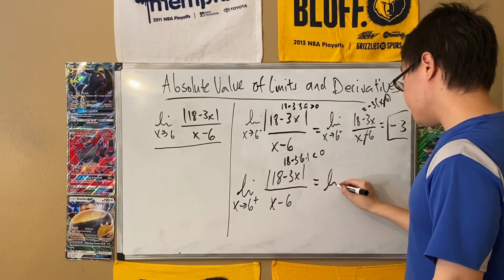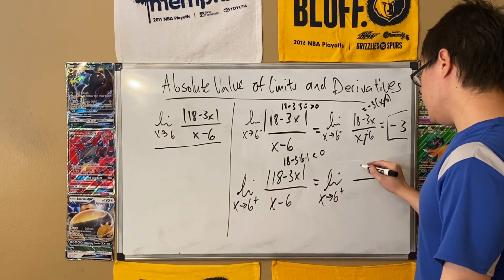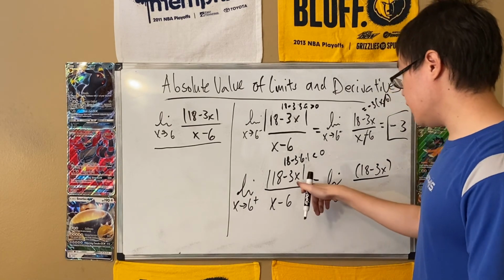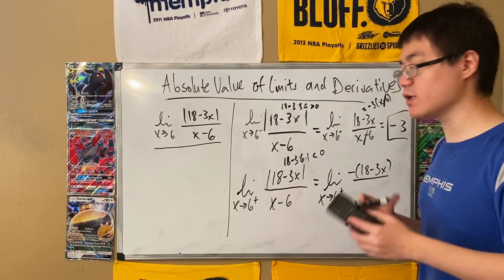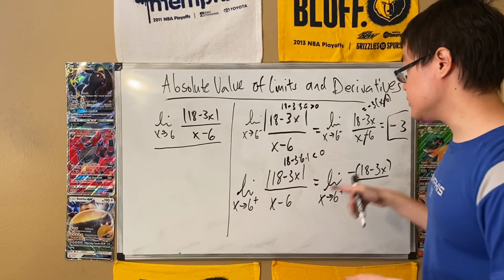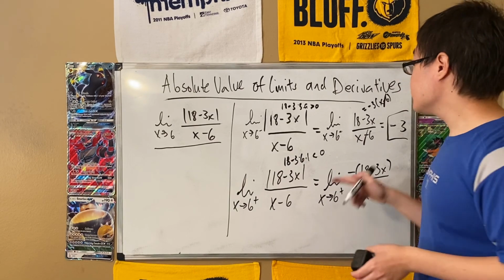So in this case, it's the limit as x goes to 6 plus. It's going to be 18 minus 3x. So again, the absolute value bars became beautiful parentheses. We have a negative though, because we are on a negative quantity. So notice here we have a right side where it's a negative quantity, and then we have x minus 6 on the bottom. Same thing as the previous one.